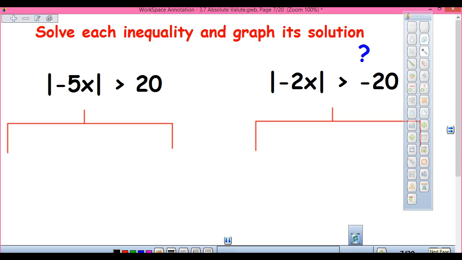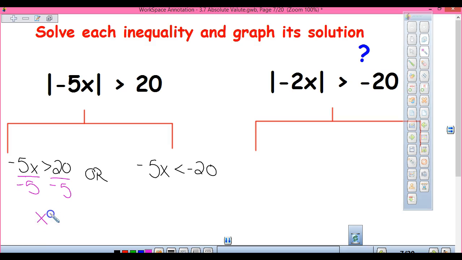Alright, so we look at this one, and it's an or. So that's going to be an or. My first inequality: negative 5x is greater than 20, or negative 5x is less than negative 20. So we solve this. How? Divide by negative 5. x is less than negative 4.